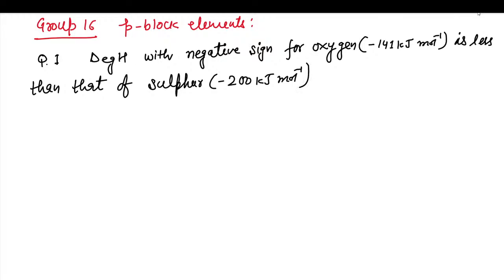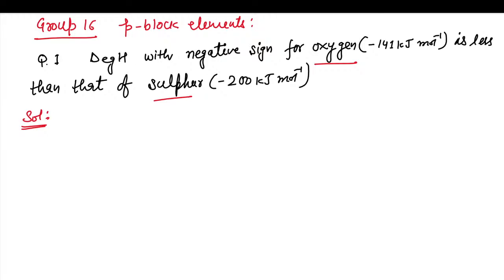So account for the following. Why is electron gain enthalpy with negative sign for oxygen less than that of sulfur? Or it is asked in another way, that the value of electron gain enthalpy with negative sign for sulfur is higher than that of oxygen, or electron gain enthalpy with negative sign is less for oxygen than for sulfur. So tell me, what is the reason for that?